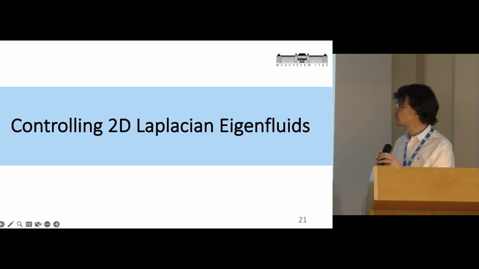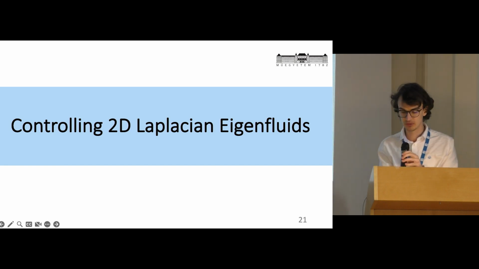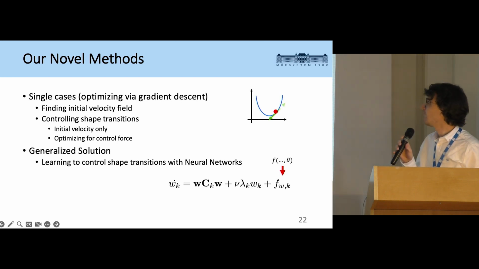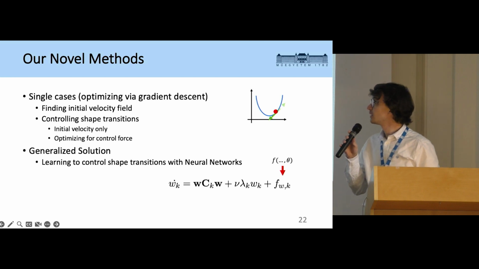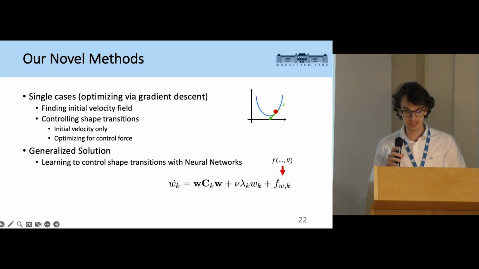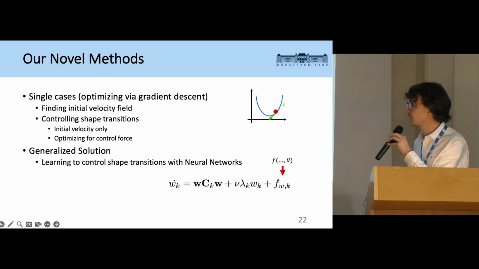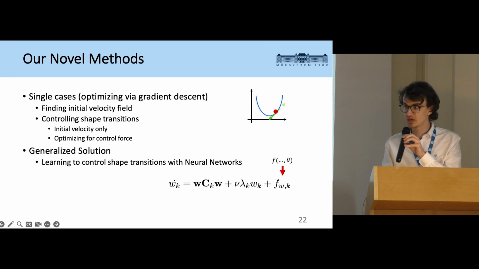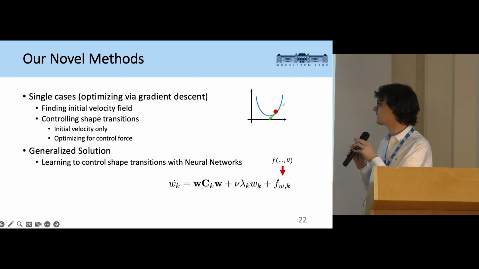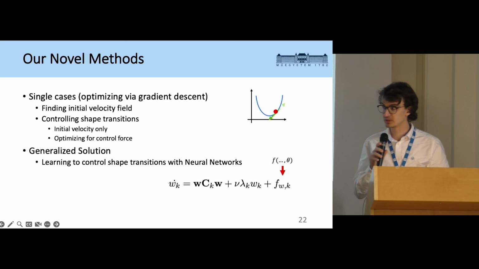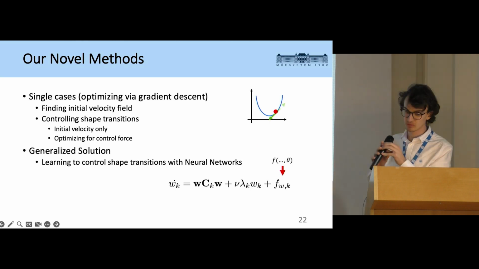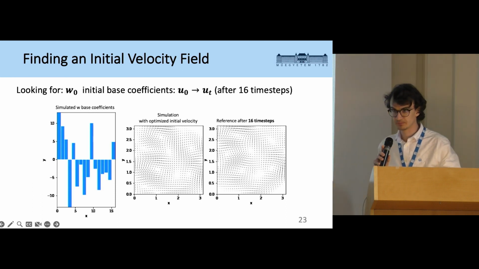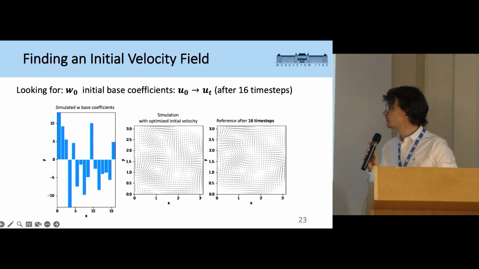So in our paper, we propose to control such Laplacian eigenfluids. First, I will show you how we can optimize for single cases, as introduced earlier, via gradient descent. Then I will show you how we can generalize the solutions by learning to control shape transitions with neural networks, where we approximate the external force component present in our simulation with a neural network, and then optimize for its theta weights.